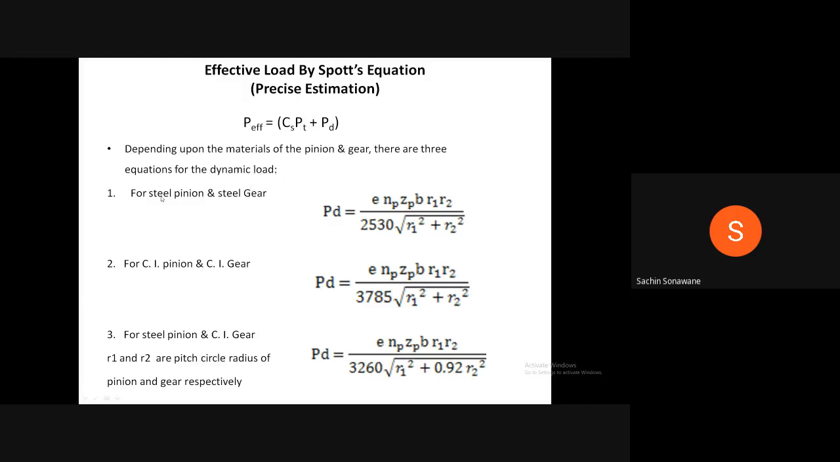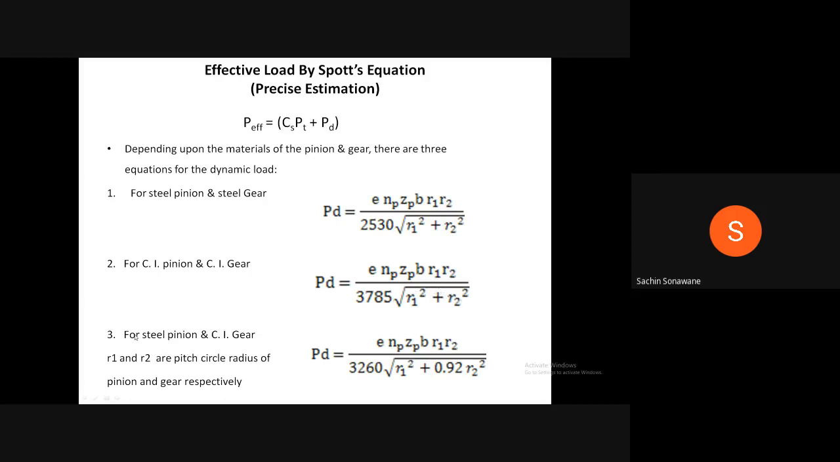First, for steel pinion and steel gear, PD is equal to E N P Z P into B into R1 R2 divided by 2530 into square root of R1 square plus R2 square. For cast iron pinion and cast iron gear, PD is equal to E N P Z P into B into R1 R2 divided by 3785 into square root of R1 square plus R2 square.